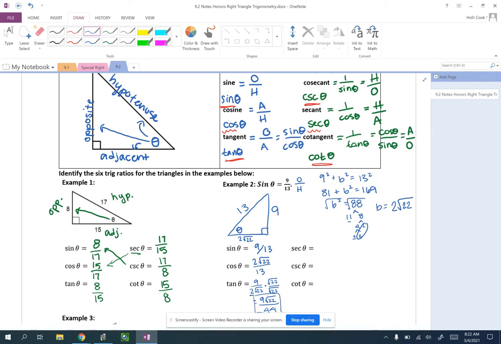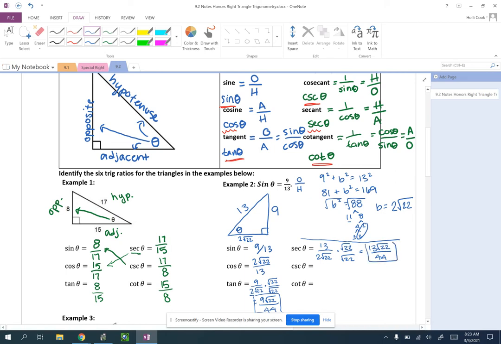Okay, now let's look at our secant. So secant is going to be our hypotenuse over adjacent. So 13 over, not 9, over 2 root 22. So again, we need to rationalize. So we get 13 root 22 over square root of 22 times the square root of 22 is 22 times 2 is 44. And that's our secant.